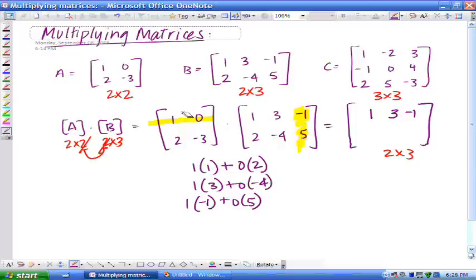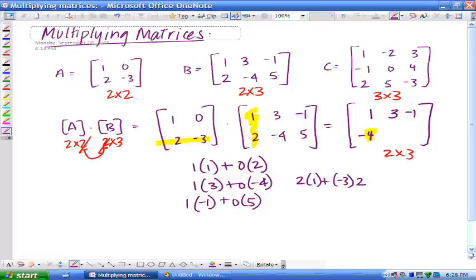Now let's do the second row of the answer matrix, which means we need to multiply for this spot right here. I need to multiply row 2 with column 1. And in order to do that, I get 2 times 1 plus negative 3 times 2. And that would be 2 minus 6, which would be negative 4.